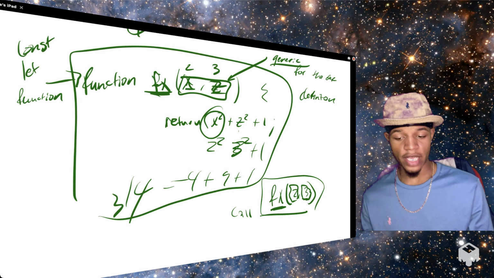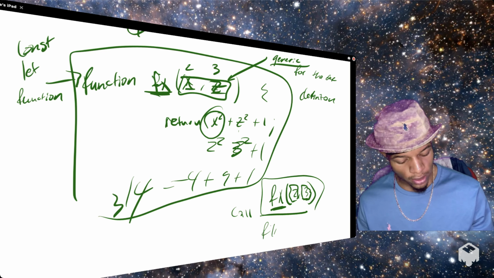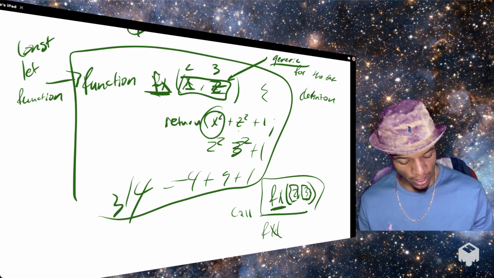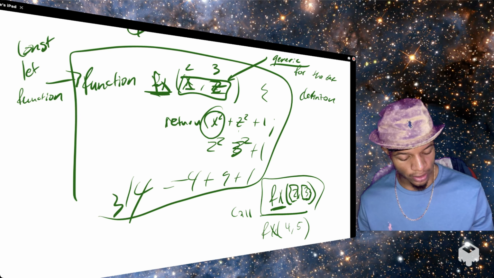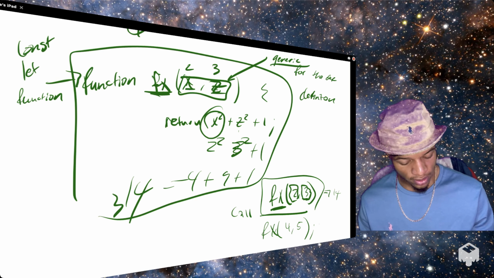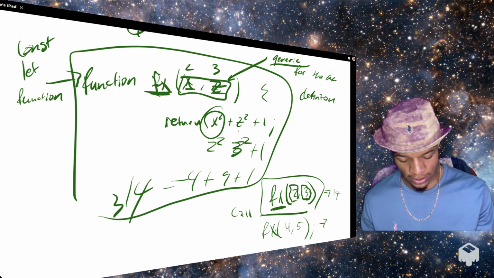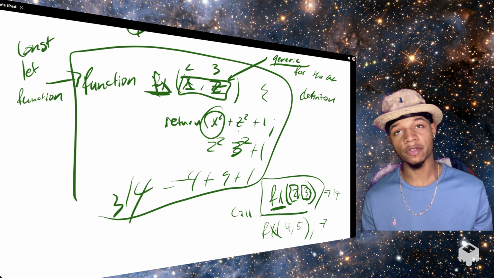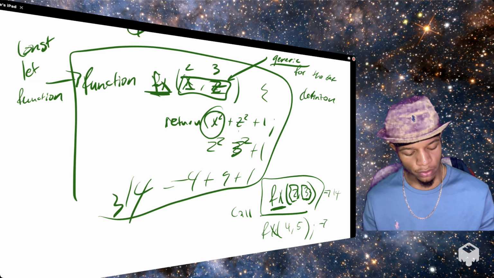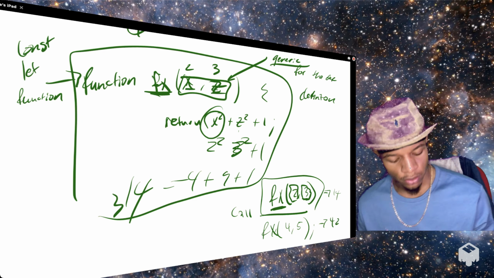So that's how this function works. But then I could call f of x on another set of values, let's say 4 and 5. And so now I get a different return. This returned 14. This one returned 4 squared is 16 plus 25 plus 1. So 17 plus 25 is 42, I think, off the top. So yeah, 42. So there you go.